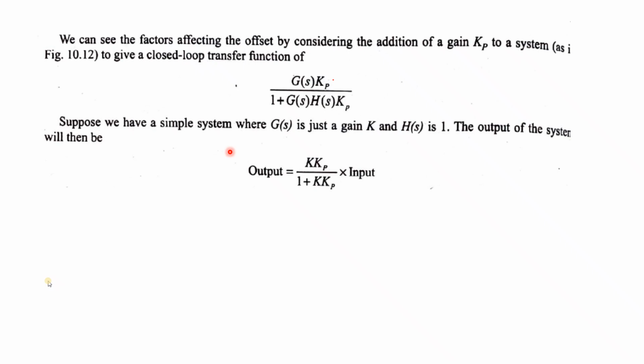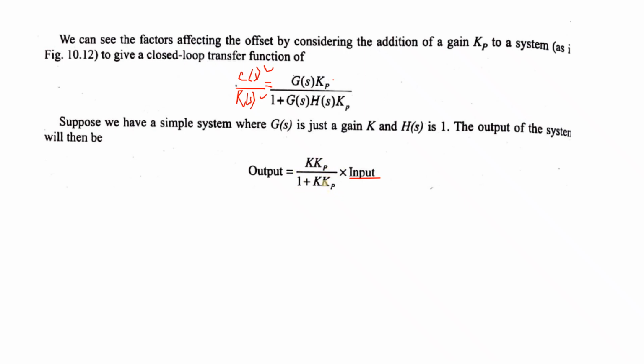Suppose we have a simple system where G(s) is just a gain K and H(s) is 1, that means the feedback is unity feedback, then what will happen? Then the value will be K Kp by 1 + K Kp because H is 1, and this is C(s) by R(s), because this is C(s) in the s domain by R(s). This is the output, this is the input, so we can write the output equals this entire thing times the input.